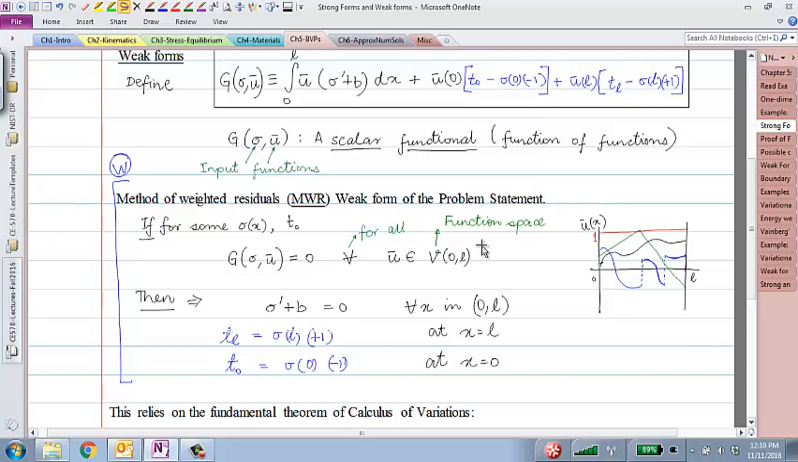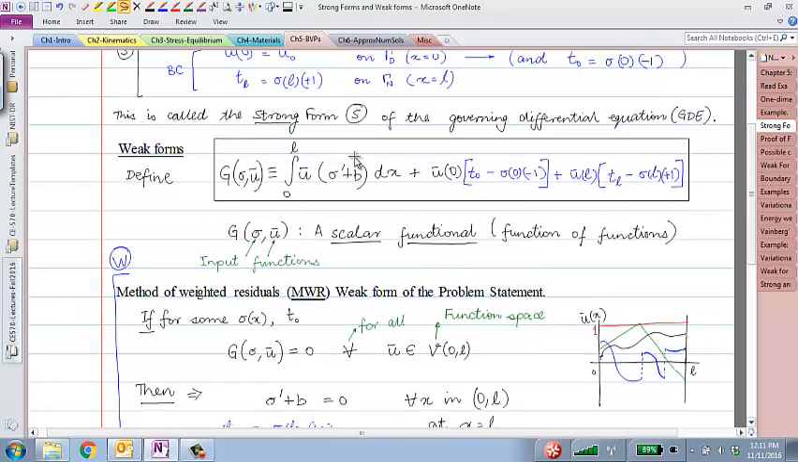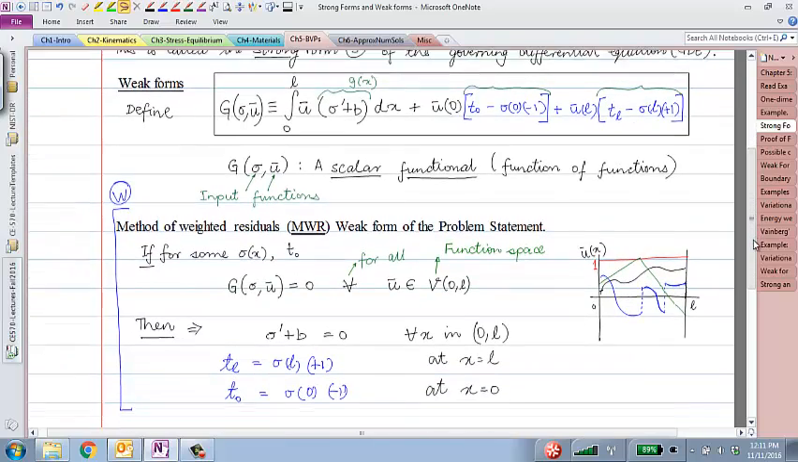This part of the problem is extremely important. Unless it goes to 0 for all possible U bars, we cannot claim that these three bracketed quantities are 0. This is also called the method of weighted residuals form of the weak form, because you can think of this bracketed term as some function of x, which is a residual. You want a residual to go to 0. That's a residual force. This is the residual at the boundary condition at the left end. This is the residual at the boundary condition at the right end. You want these residuals to go to 0, and you're taking each residual and multiplying it by some weighting function, and therefore it is called the method of weighted residuals form of the weak form.